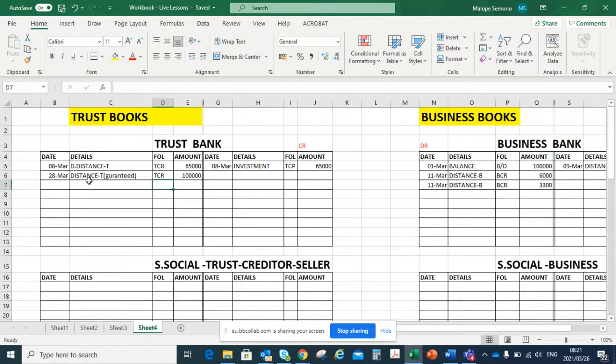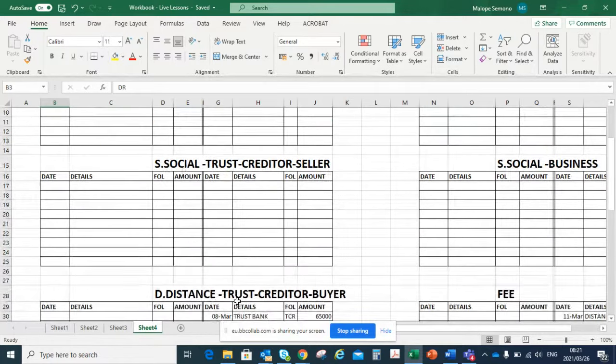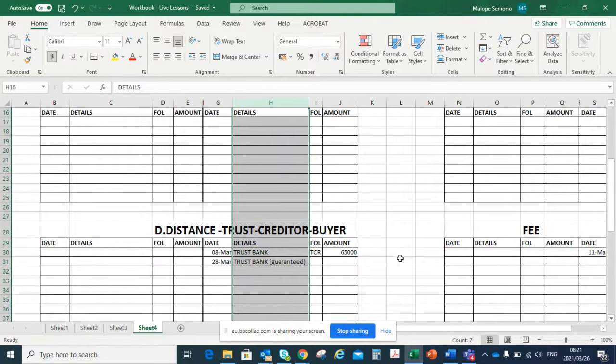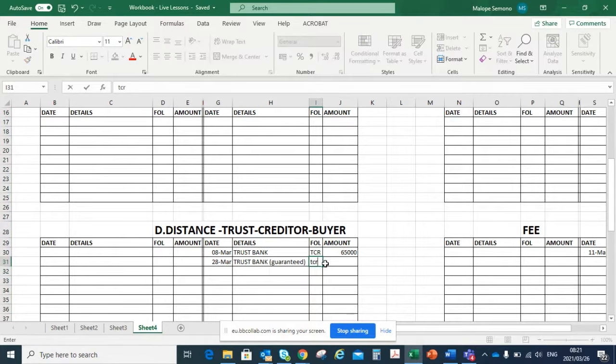Can you see now? So at the same time, remember, this is the debit. We need to go to distance trust, on the credit side. Can you see now? It shows that we owe him now. March, trust bank. Remember, again, you can write in brackets and say the guaranteed one. It doesn't matter. Let me do this to make the guaranteed one, and then TCR.